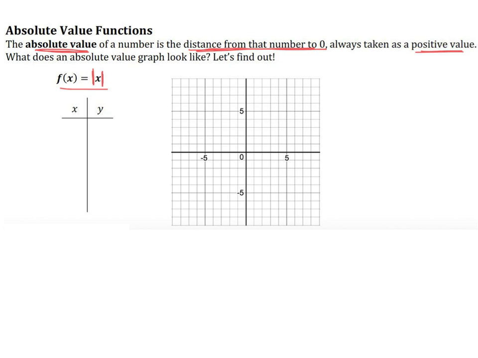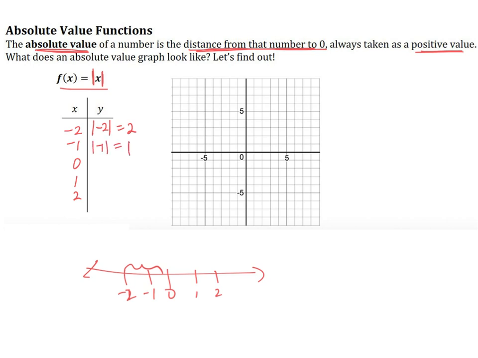So if you choose some negative numbers and some positive numbers, the absolute value of -2 is just 2, because on a number line, -2, -1, 1, 2, the distance from 0 to -2 is 2 units. The distance from 0 to -1 is 1 unit. The distance from 0 to itself is 0, and the distance from 1 to 0 is 1, and then 2.